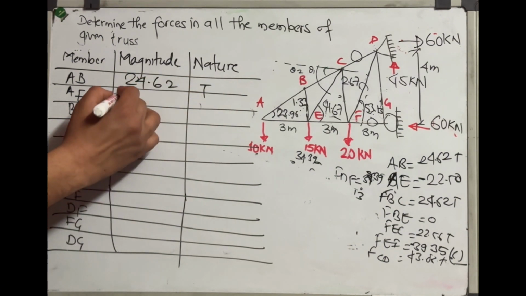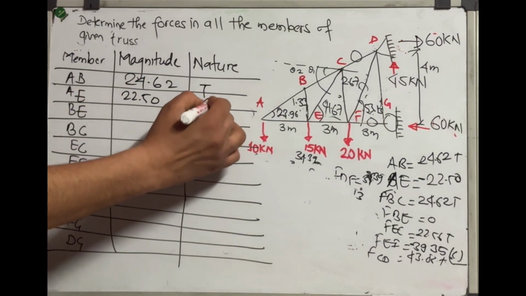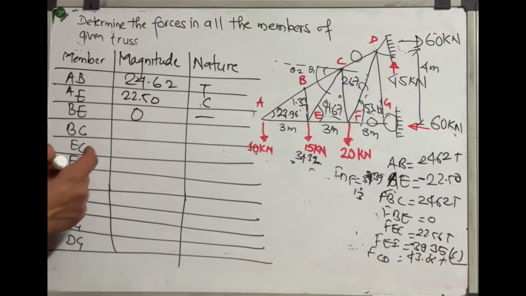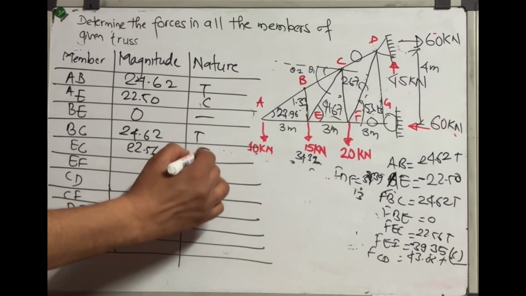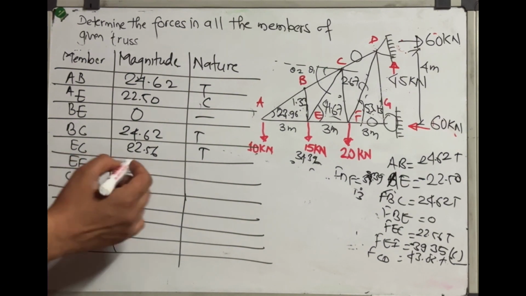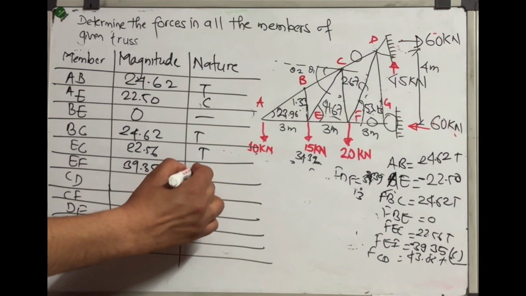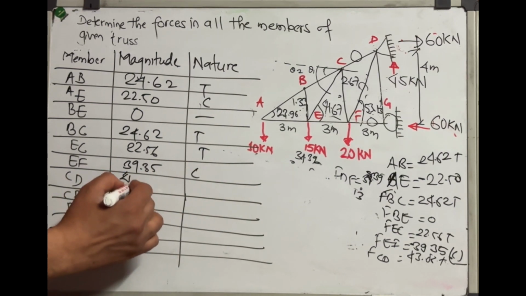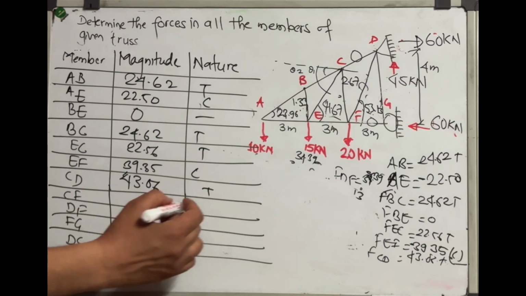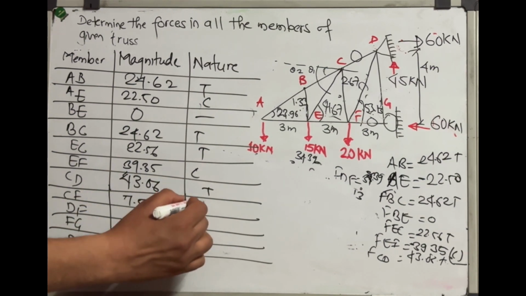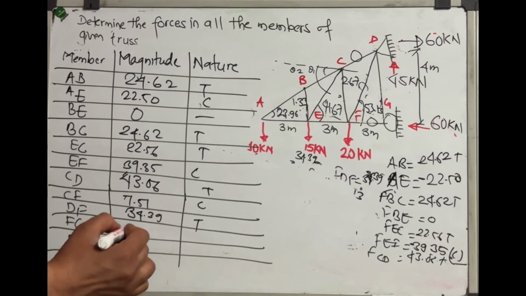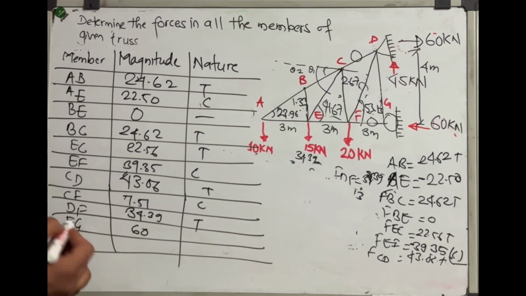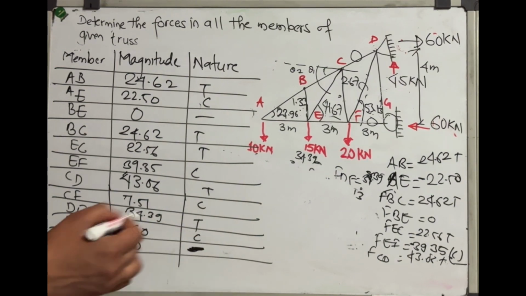AB is 24.62, so it is tensile. AE is 22.50, it is compressive. BE is a zero force member, neither tensile nor compressive. BC is 24.62 tensile. EC is nothing but 22.56, it is tensile. EF is 39.35, it is compressive. CD is 43.06 tensile. CF is 7.51 compressive. DF is 34.39, it is tensile. FG is 60, GF or FG, it is compressive. DG is a zero force member, provided only for stability purposes.